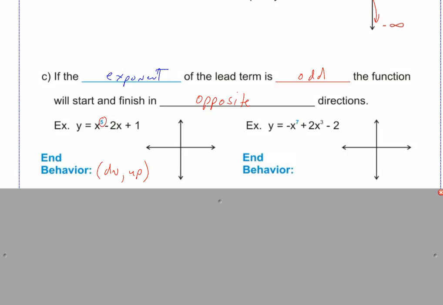How do I know which one it was, Luke? Because the lead term, the x to the 5th, is a positive 1 x to the 5th. And we know that that thing ends up to the right, right? Going up to the right. So we know it ends up. Therefore, it had to start out down. It had to. If you sketch this one, this thing will look like this.